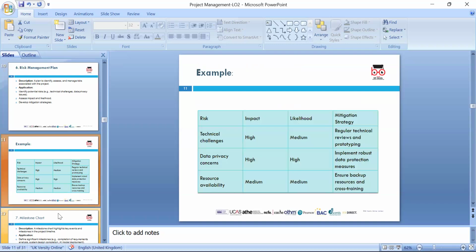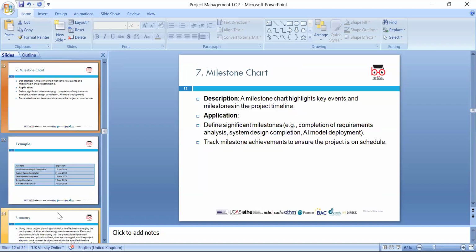So we can look around the technical challenges. It's a high impact, likelihood is medium, mitigation strategies: regular technical reviews and prototyping. Data privacy, high: implement robust data protection strategies and provide training to the people. Resource availability, medium: ensure the backup resource plan is in place. So milestone highlights the key events; define the significant milestones.